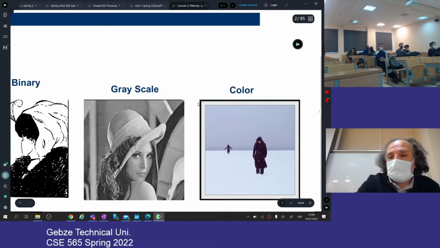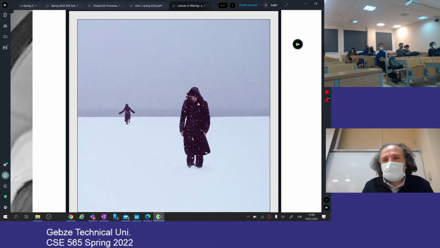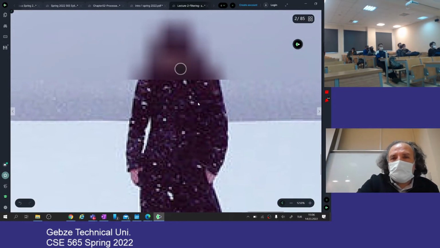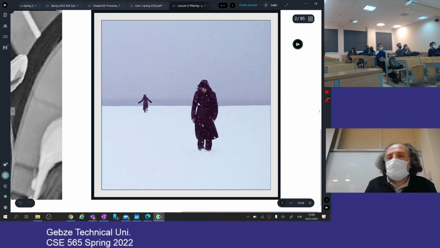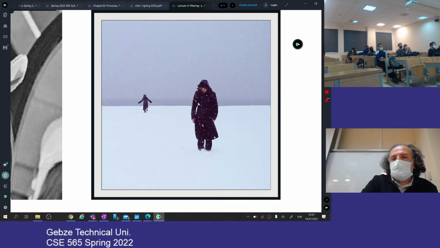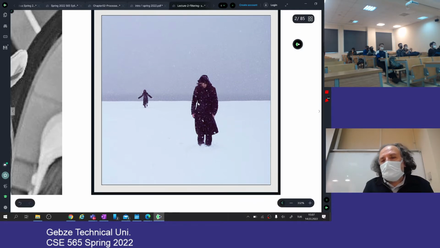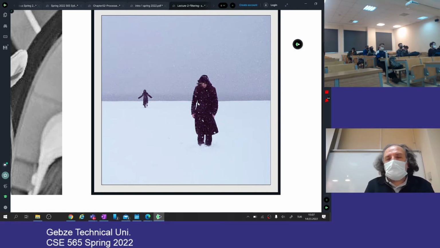And this one is a color image. Well, it looks like it is not much color, but as you see, the face of the person is kind of pinkish. The sky is kind of bluish, and the snow is not that white. It is kind of grayish, right? So it's a color image, and each pixel is represented by three values: R value, G value, and B value.